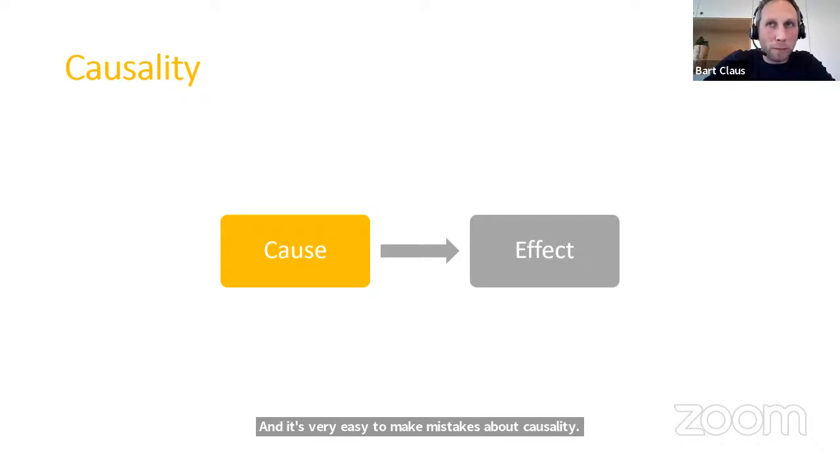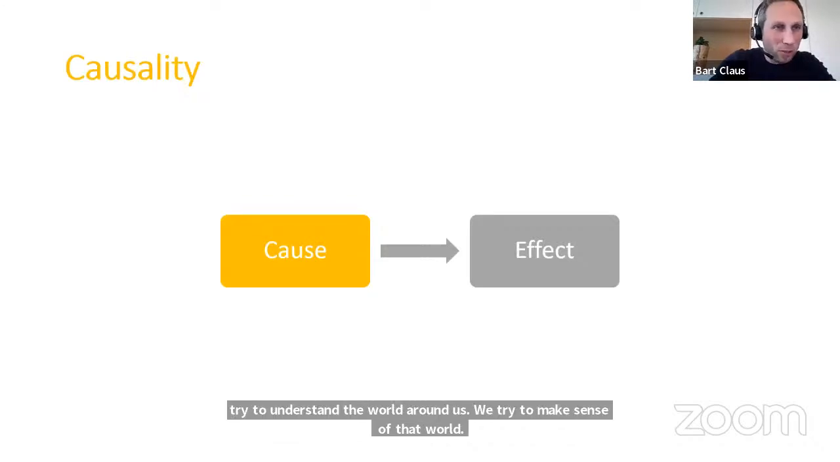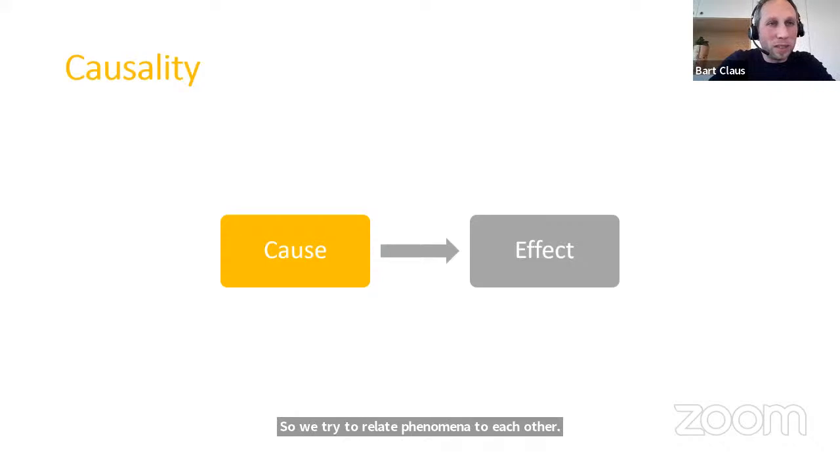People are kind of used to seeing causality in many different places, even if there is none, right? We try to understand the world around us. We try to make sense of that world. So we try to relate phenomena to each other, right? That's what we do all day, basically. And because of that tendency, it's also very easy to see causality in our findings, even if there is none. So one thing that is important about causality is that a cause affects an effect, right?